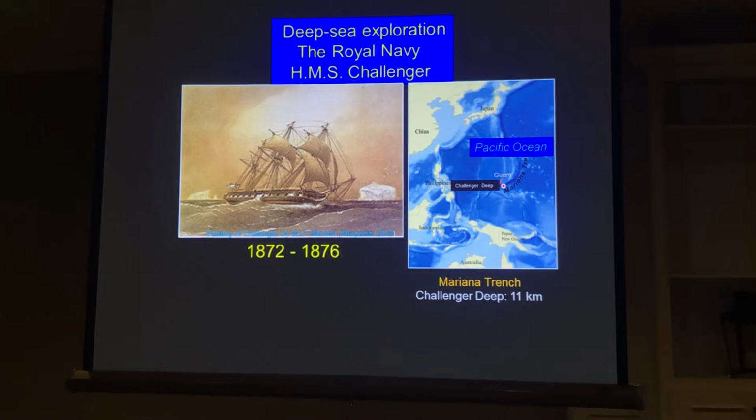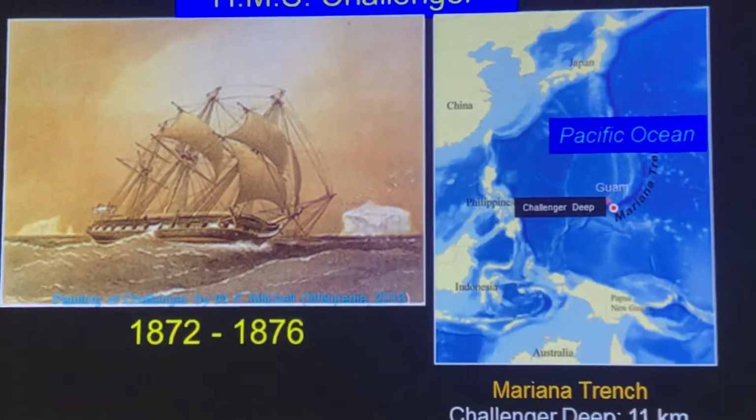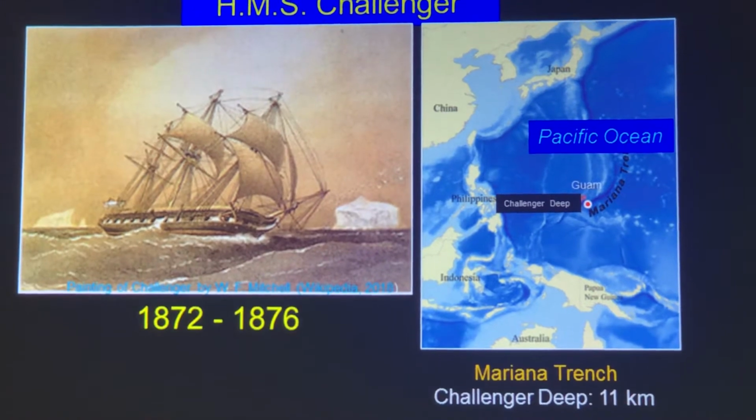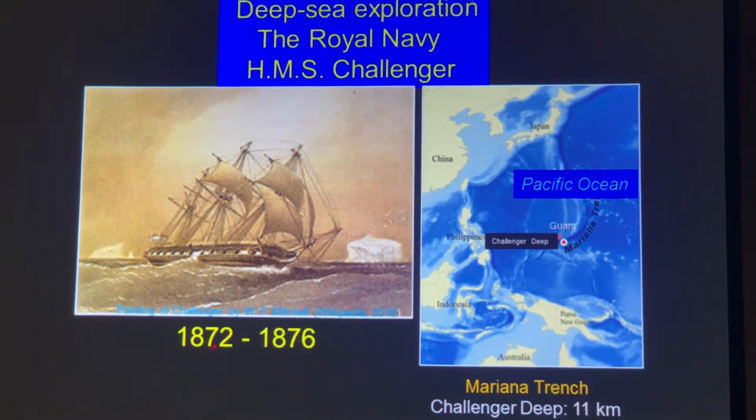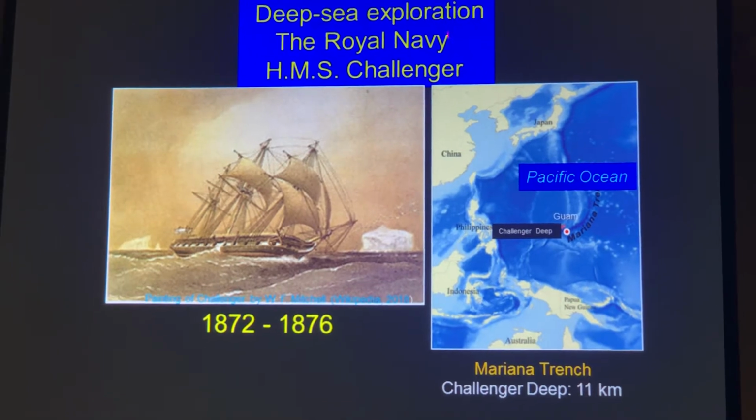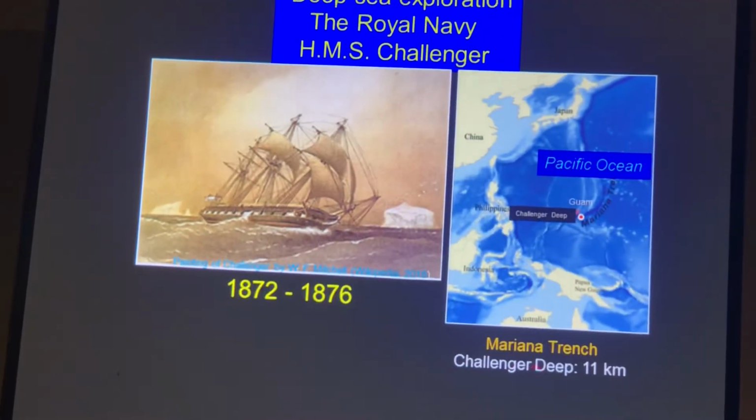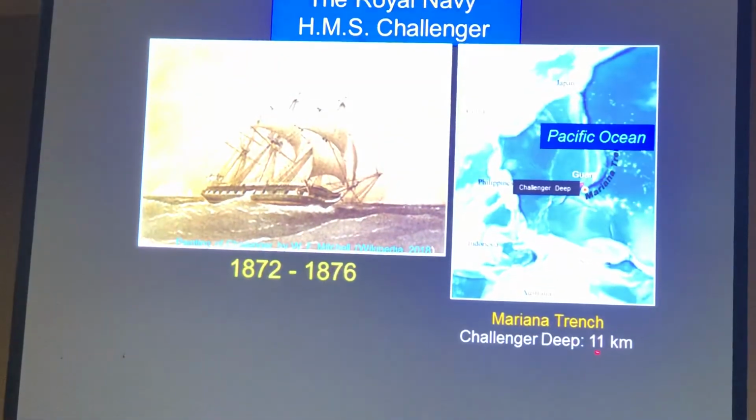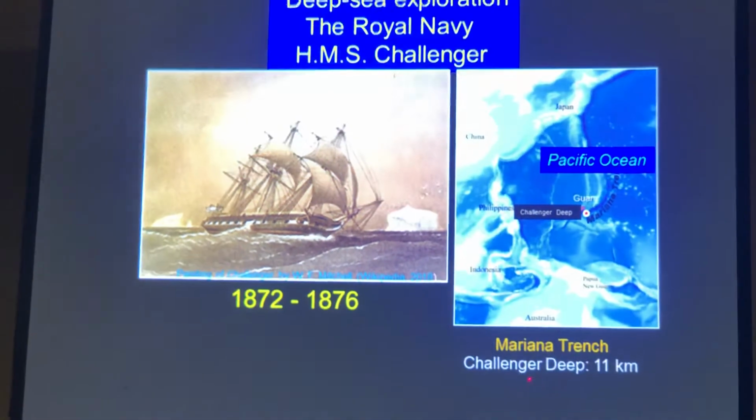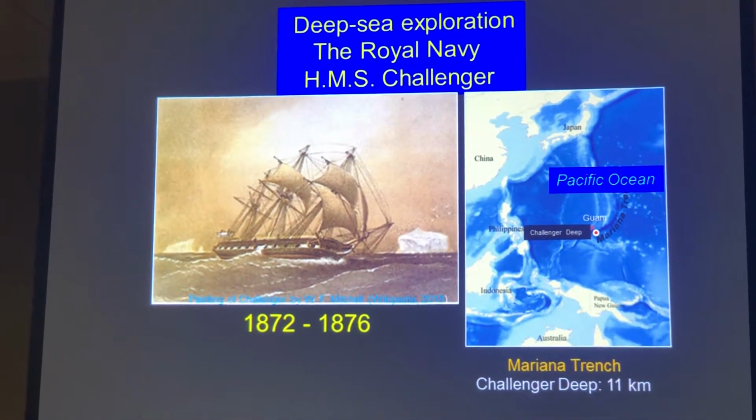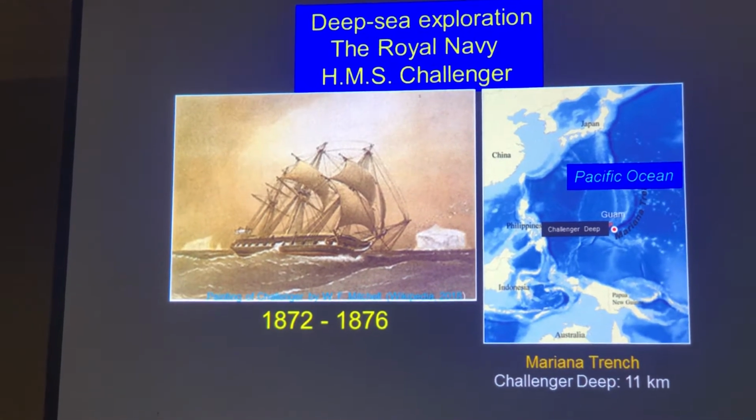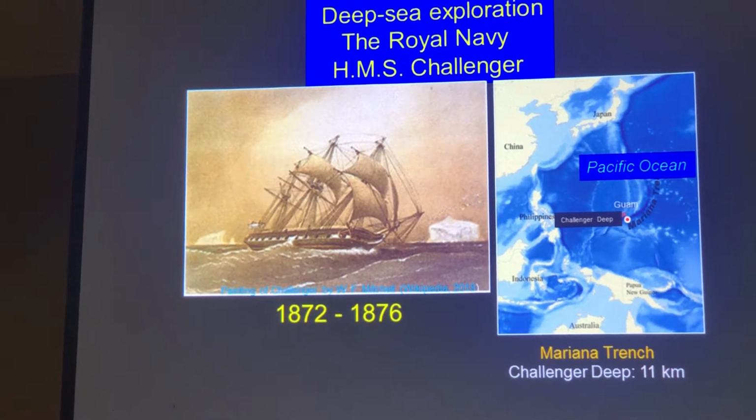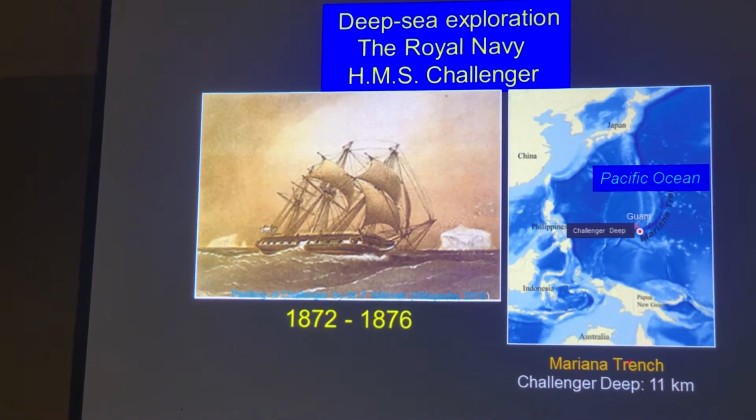Now let's go to the history of turbidite research. The whole deep sea exploration started in 1872 when the British Royal Navy launched HMS Challenger. When they were sailing over the Guam area, they stumbled upon one of the deepest areas on the Earth's crust. It was 11 kilometers deep, and they called it Challenger Deep. At that time, they didn't know anything about plate tectonics. Later, plate tectonics came into play. They named this area the Mariana Trench.